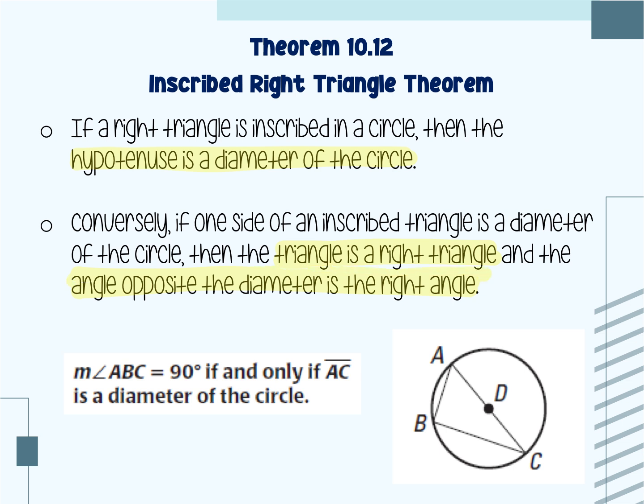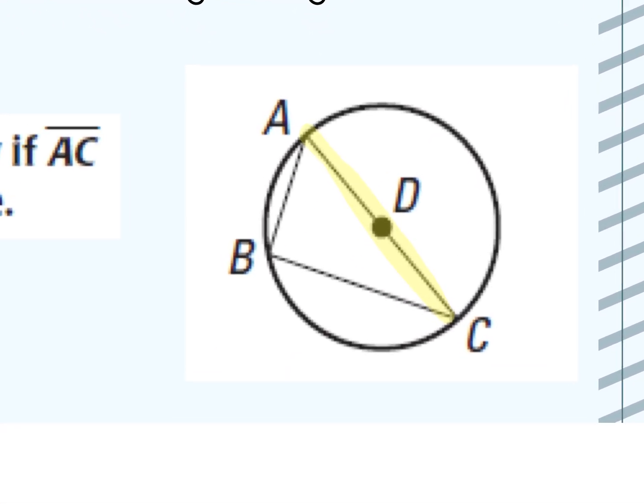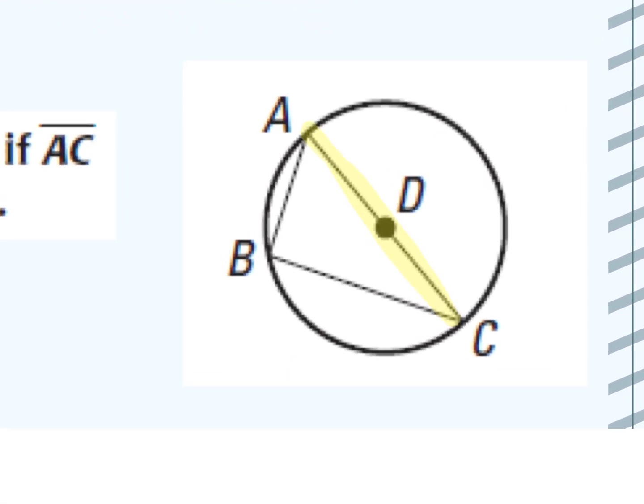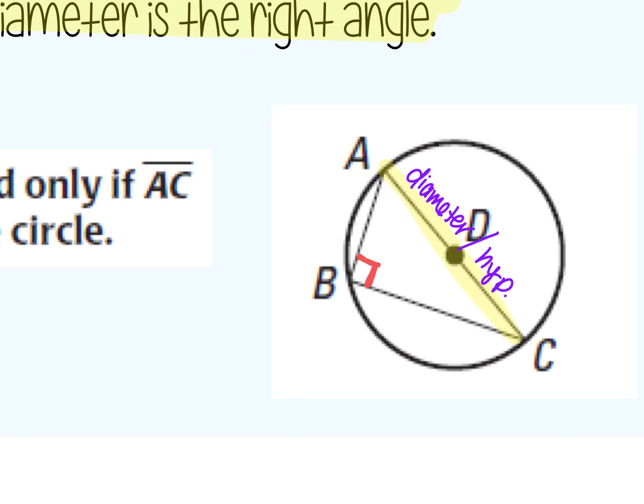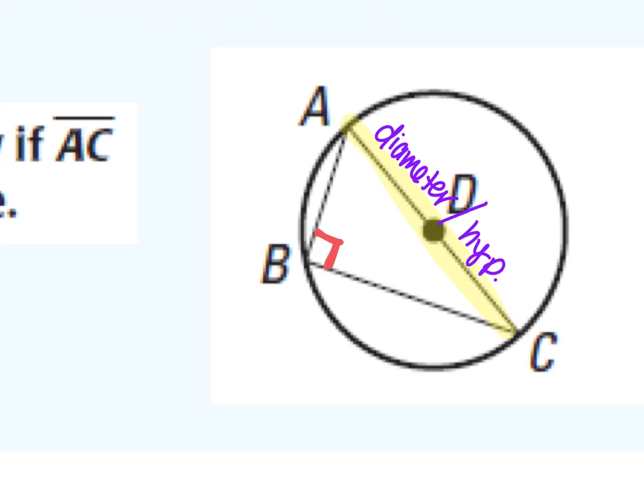So when you're looking at this diagram here, a couple of things we should know. It goes straight through the circle, so this is considered my diameter. I'm just going to write on here that this is my diameter. And if it's my diameter, it's also the hypotenuse of my triangle. Keep in mind, it says opposite the diameter is your right angle. This right here is my right angle for this right triangle. So please be able to identify right triangles within your circle.